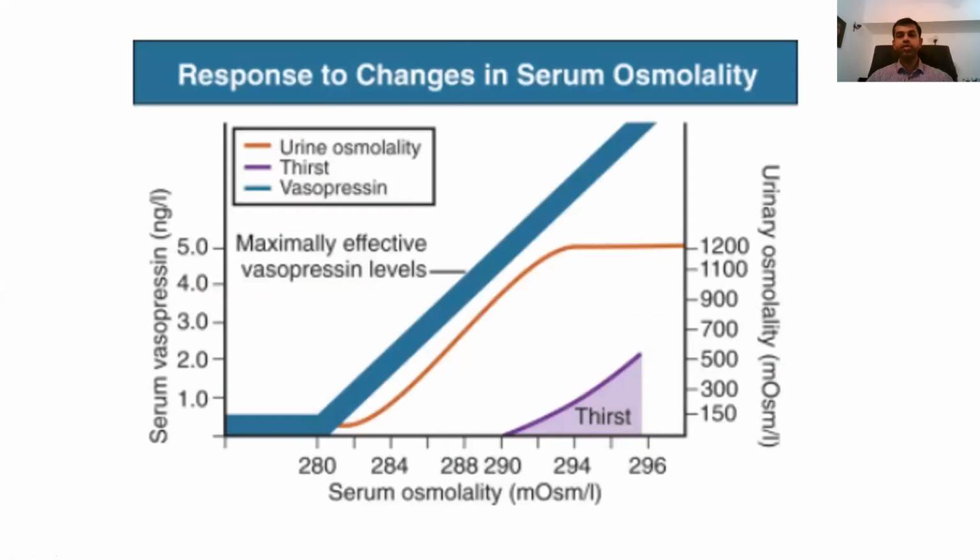So this is a nice graph depicting what happens when your osmolarity changes. This is your normal osmolarity range from 280 to 290. And you can see as your osmolarity goes up, your vasopressin, or antidiuretic hormone, levels start going up, because it is trying to preserve more and more water in the body to minimize the osmotic shifts. When that happens, the urine osmolarity goes up as well, because more and more water is being reabsorbed by the tubules, and the urine gets concentrated and the patient's urine output also reduces.